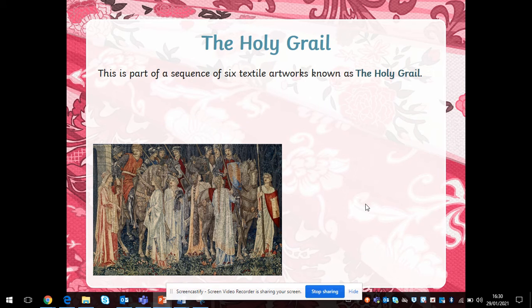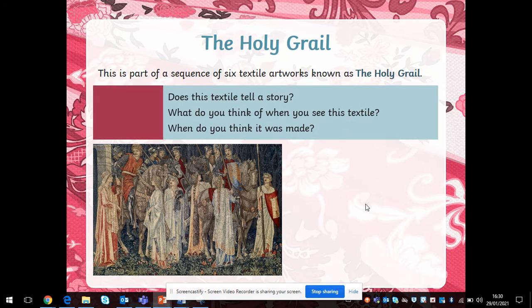So this is part of a sequence of 6 textile artworks known as the Holy Grail. So do you think this textile tells a story? What do you think of when you see this textile? And when do you think it was made? Okay, let's find out.